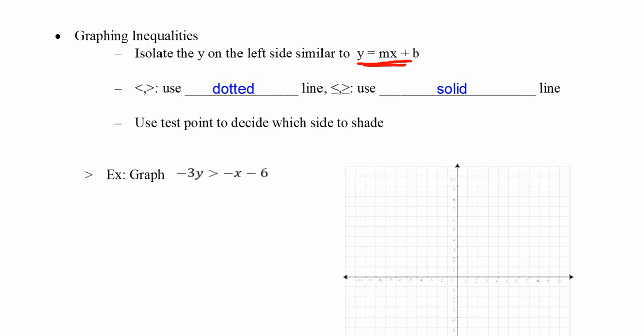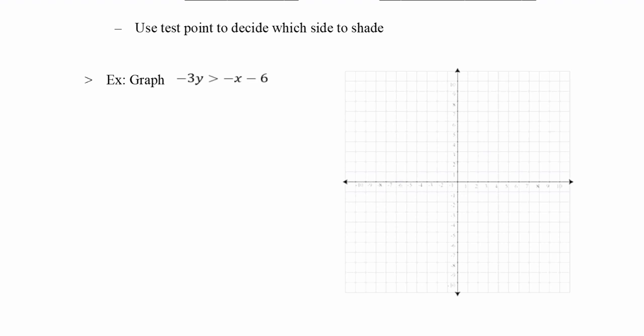And then finally I choose a test point so that I know where to shade, because I do want to shade half of the graph, either above or below the line, or either to the left or the right, depending on my test point and the results there. So I'm going to graph this inequality, -3y is greater than -x minus 6. First thing I'm going to do is isolate the y, get the y by itself. So I'm going to divide by -3 on both sides.